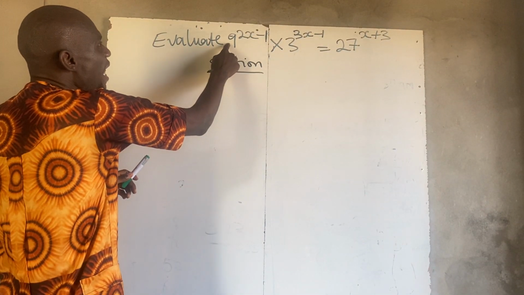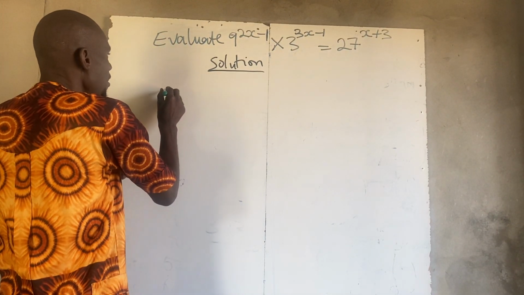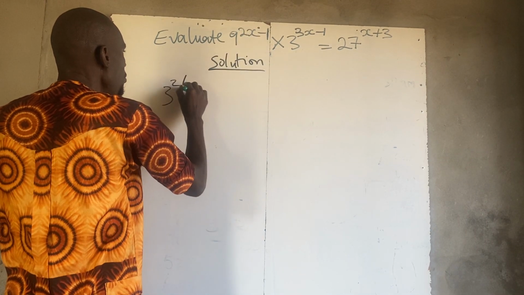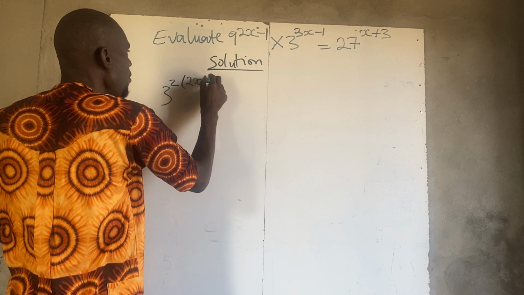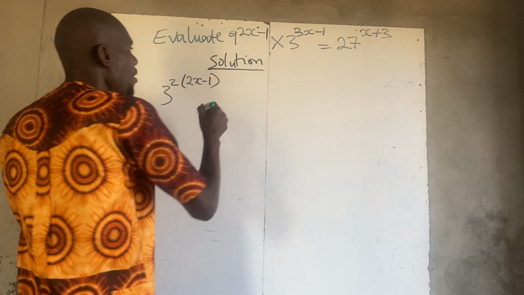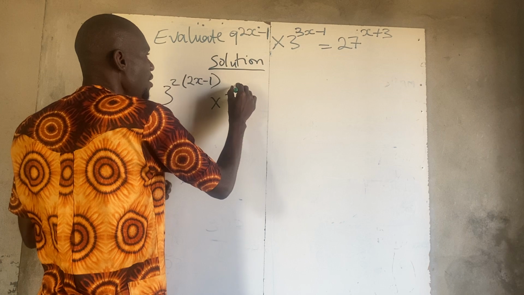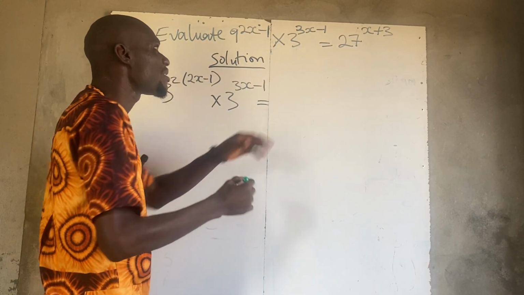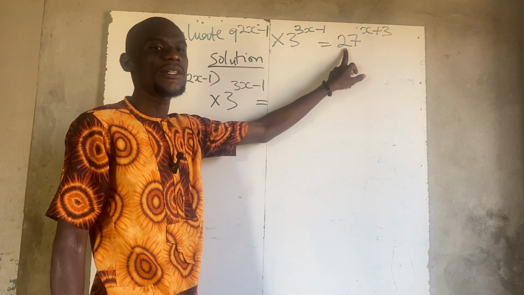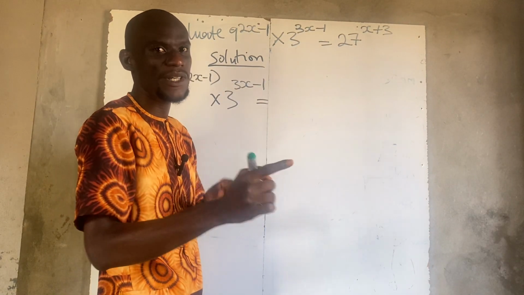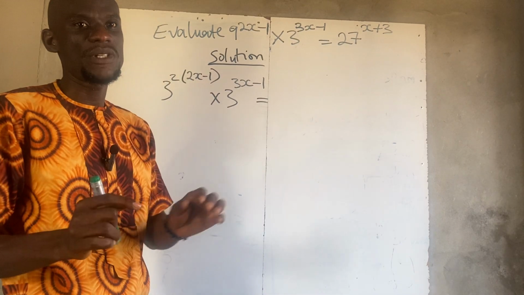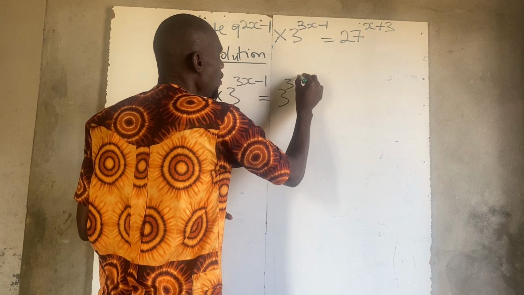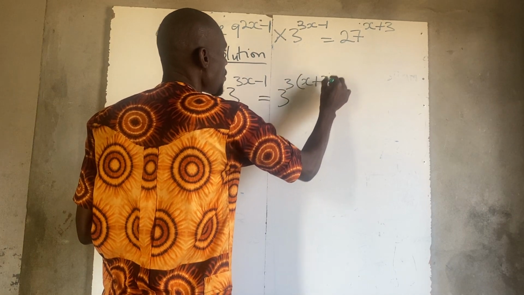We know that 9 can be written as 3 raised to the power of 2, into 2x minus 1, multiplied by 3 raised to the power of 3x minus 1 equal to, now 27 can be written as 3 raised to the power of 3 because 3 times 3 is 9 times 3 is 27. So at this point we are going to write 3 raised to the power of 3 into x plus 3.